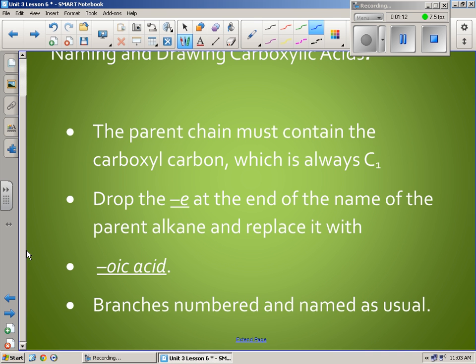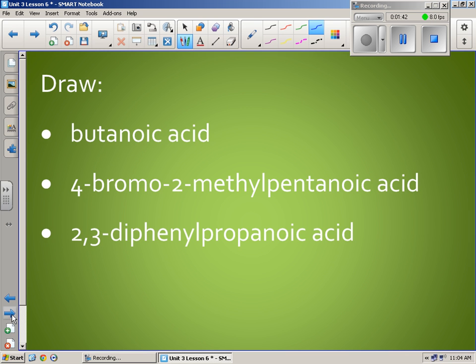To name carboxylic acids, we're going to drop the E. So for example, if it was butane, 4 carbons in a row, we're going to take off the E, and we're going to put oic acid on, because it is an acid. So butane, if it had the double bond O with the OH, would be called butanoic acid. Drop the E and replace it with oic acid. Branches are numbered and named as usual, but remember carbon 1 is the one with the double bond O, OH. That's carbon 1.